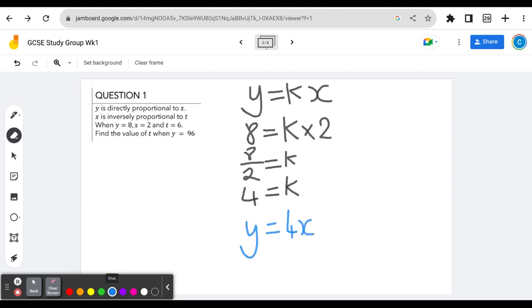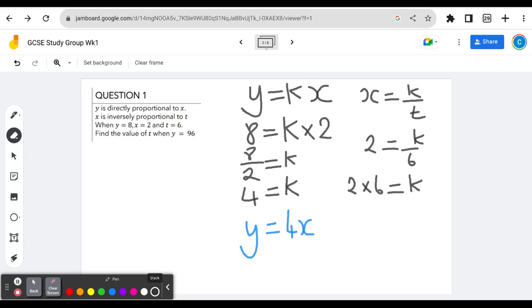That's my first relationship. My second one, I had x equals k over t. It tells me when x is 2, t is 6. So to get k on its own, this time I'm going to have to multiply, and I get the value of k is 12. So the equation I can now form is that x equals 12 over t.